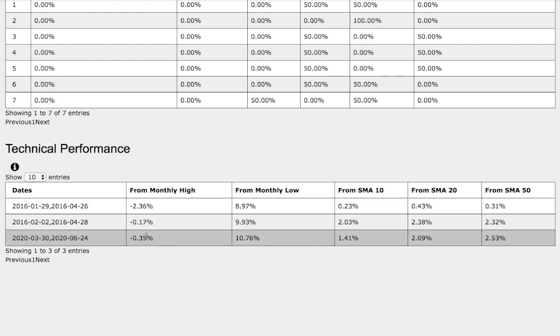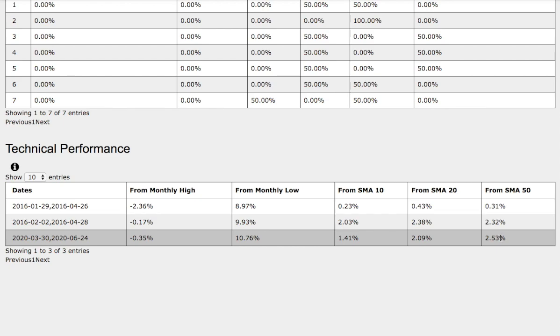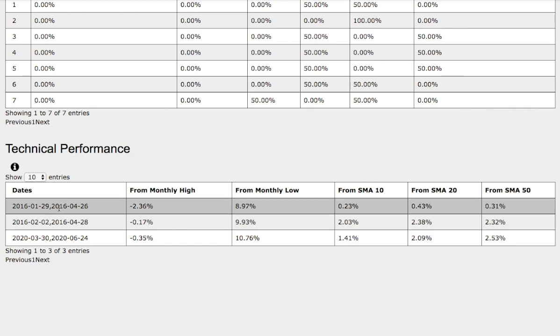On the current trend that we're in, we're only 35 basis points from monthly high, up 11% from monthly low, up 1.4% from 10-day moving average, up 2% from 20-day simple moving average, and up 2.5% from 50-day simple moving average. And if we examine the trend that we just found, back then it was down 2% from monthly high, up 9% from monthly low, up 23 basis points from 10 simple moving average, and up 43 basis points from 20-day simple moving average, and same with up 31 basis points with 50-day simple moving average.